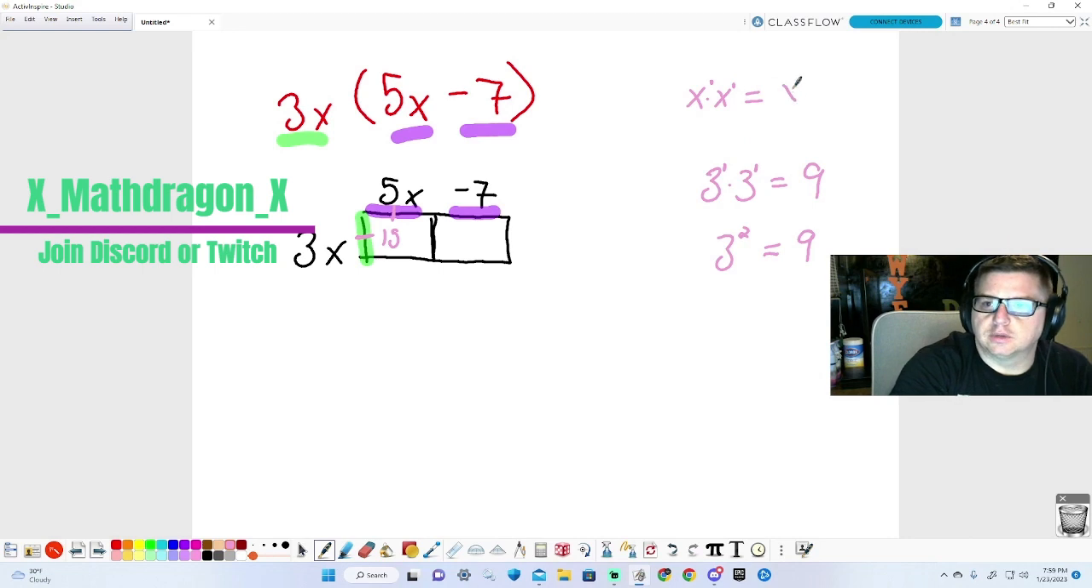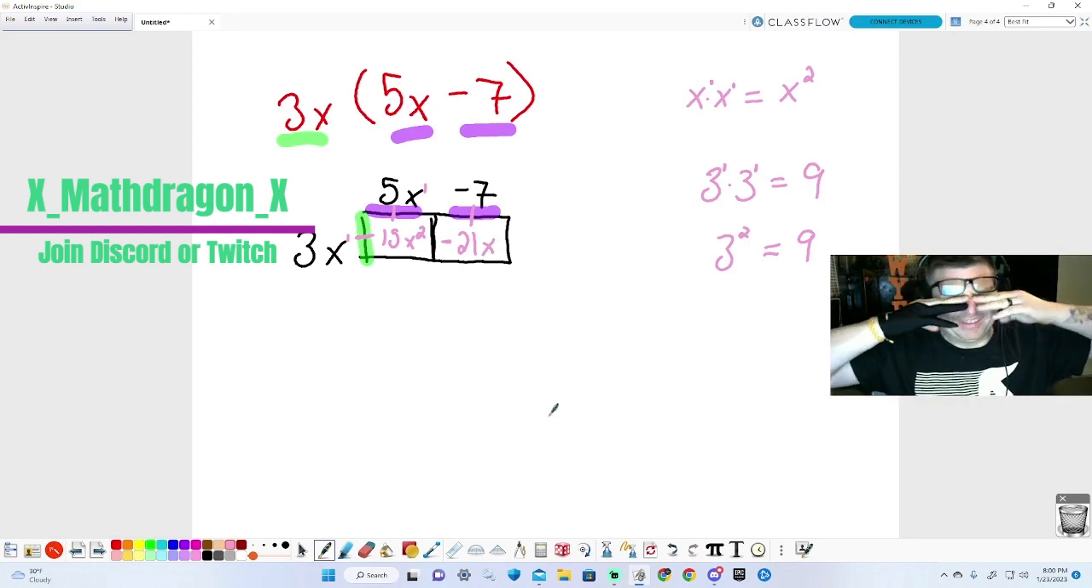What I'm trying to get to is this right here. Why has this become x squared? Because when we have x to the first and x to the first and we multiply them together, we actually have an x squared. And then we're going to do this row times this column, and a positive times a negative is a negative. 3 times 7 is 21, and then keep the x.